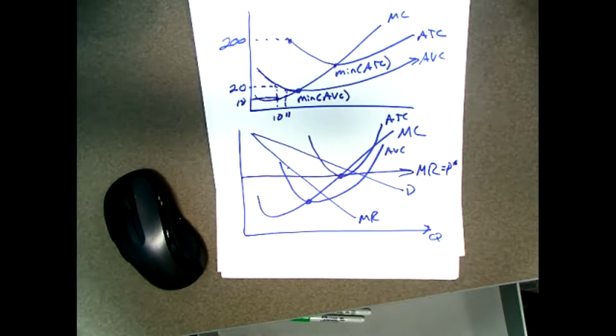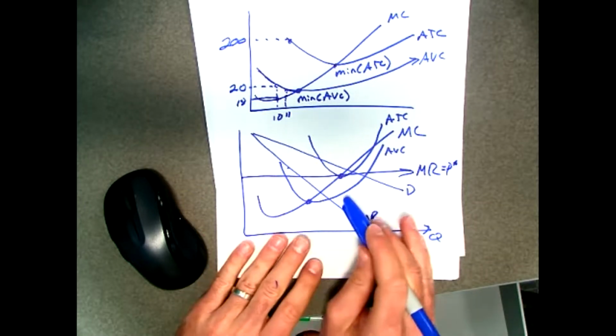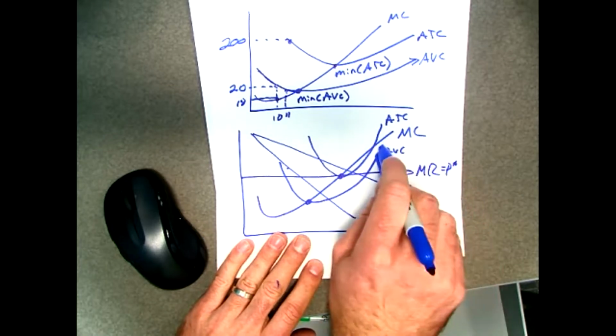So the differences across these different markets are not their cost structures. They have the same average total cost and the same marginal cost.